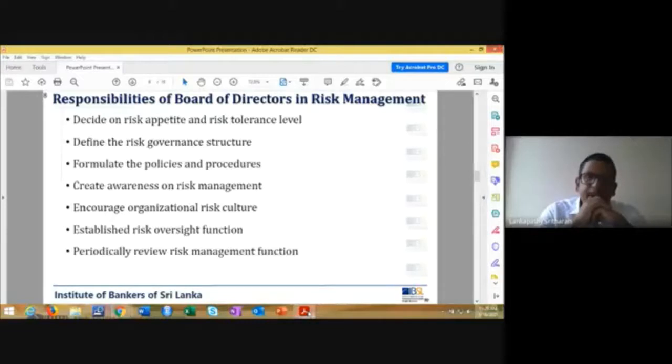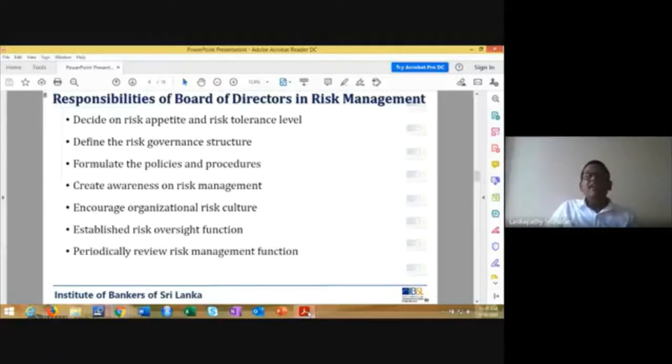Understand? And create awareness on risk management. This is also a responsibility of the board of directors, sorry, not the risk management department. In risk management it is most important to create awareness, because awareness plays a critical role. Each and every officer is expected to have an awareness of risk management, and risk management should be created as a culture.